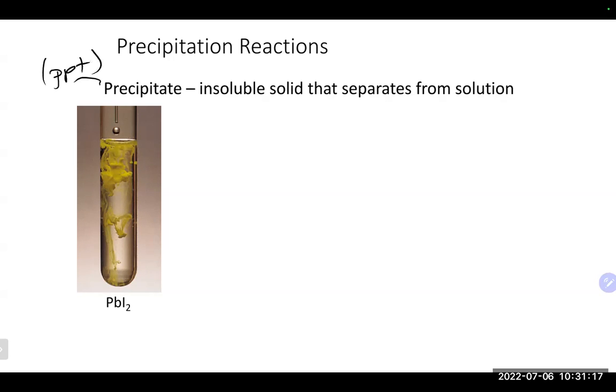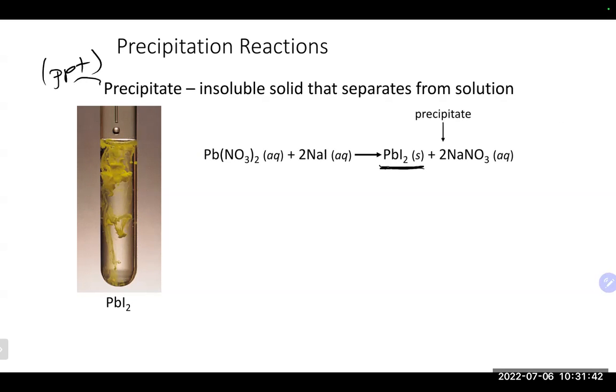It is sometimes referred to as a PPT, an abbreviation for precipitate. So if we have this reaction here, which is lead II nitrate reacting with some sodium iodide to form lead II iodide, which is a solid, and sodium nitrate. This is a precipitation reaction because we have made a solid here. What we are looking at here is what is referred to as the molecular equation.